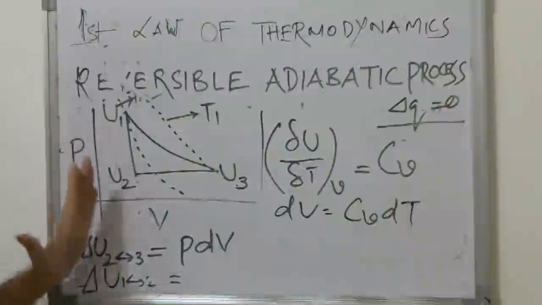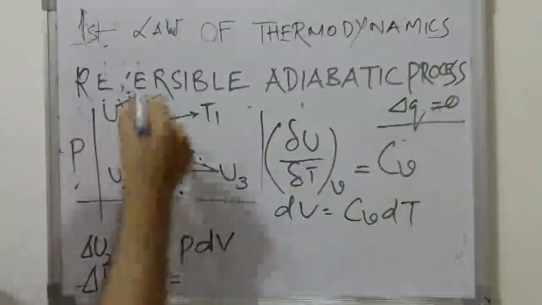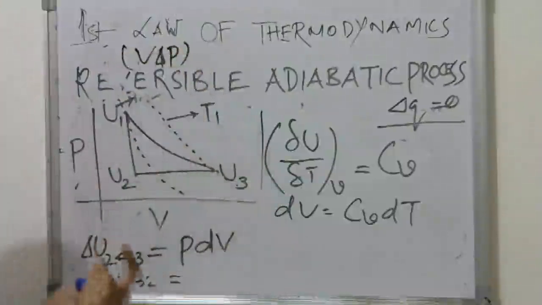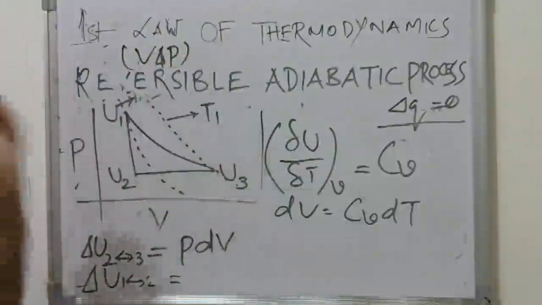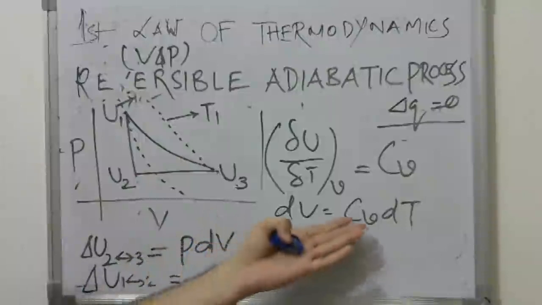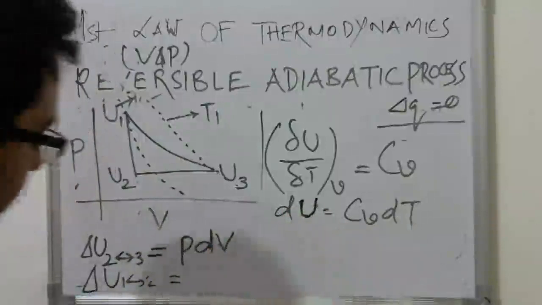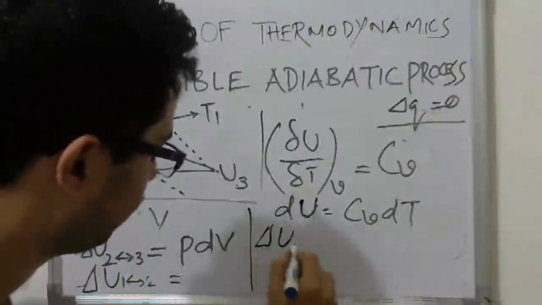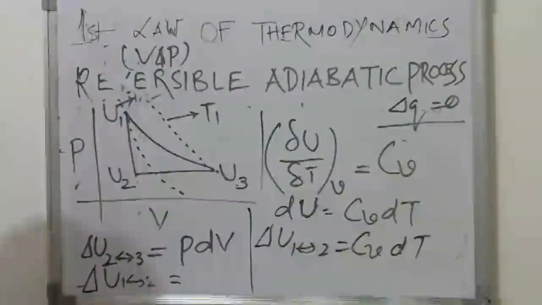Because there is no way I can find the work done, because the work done here is basically V del P. So we don't have a relevant expression to substitute for that. Q is always 0 here as well. So we have to do it with the help of the heat capacity equation. dU is CV dT. So if we substitute that, del U from 1 to 2 is CV dT. It's very important.